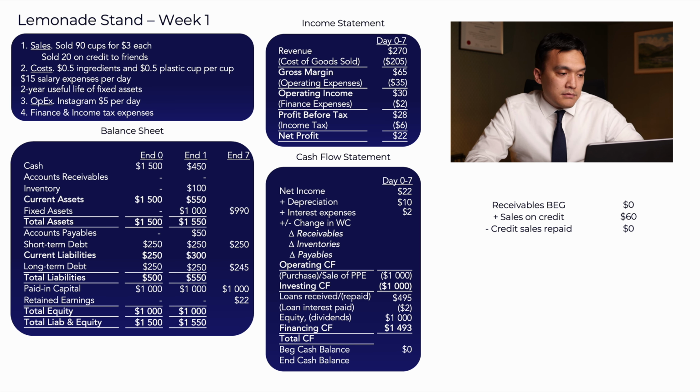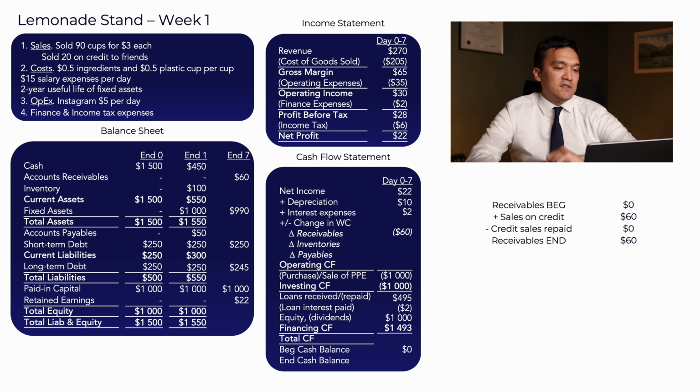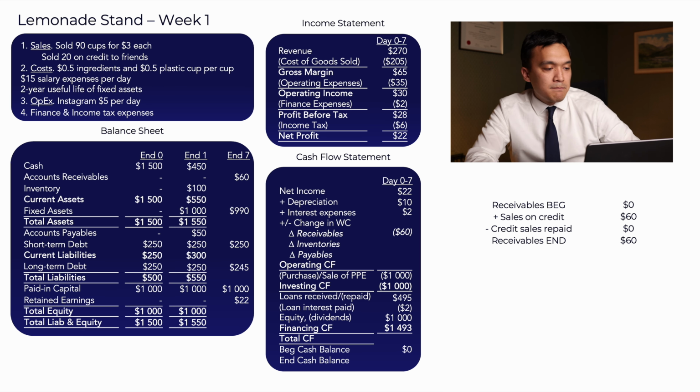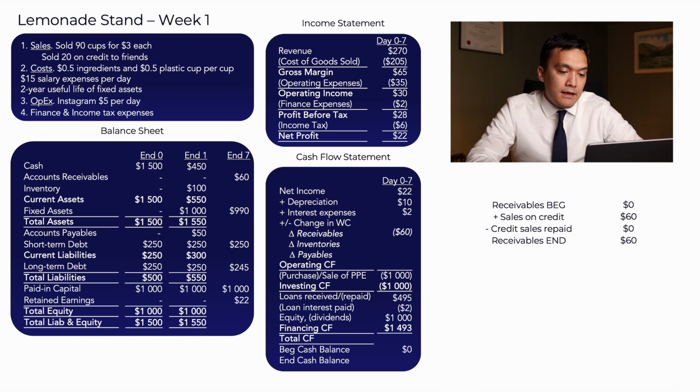And we had $0 of repayments from our friends. So our receivables at the end of the period are $60. So as you can see, we have a change of receivables minus $60. And we show on the balance sheet that our accounts receivables balance at the end of day 7 is $60.